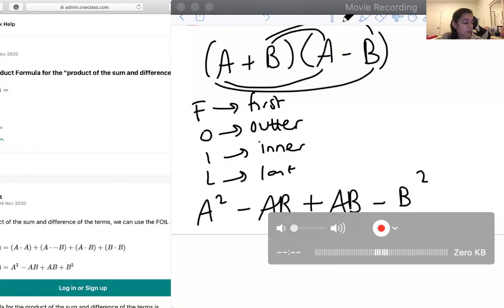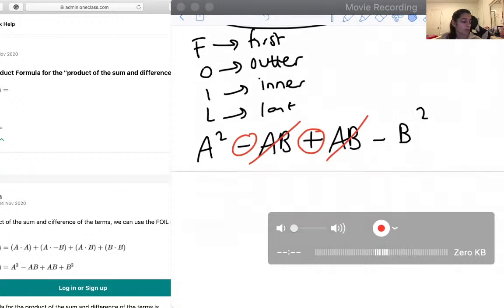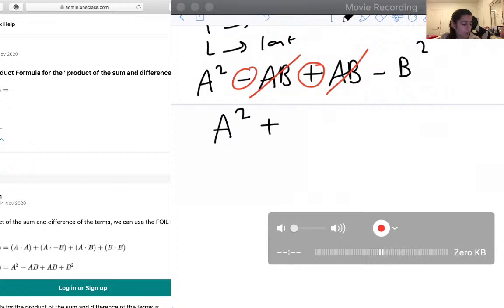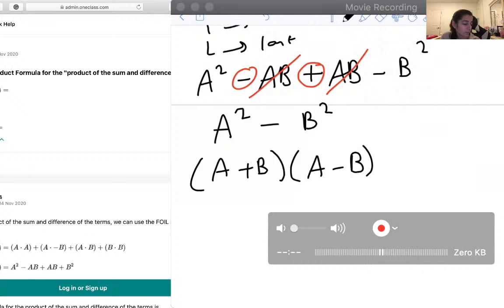Right? If you haven't noticed, these are going to get canceled out because it's a negative and a positive and the values are the same, so that is going to equal 0, and we are left with a squared minus b squared. So basically what they're trying to say is that the product of the sum and difference of terms is equal to a squared minus b squared.